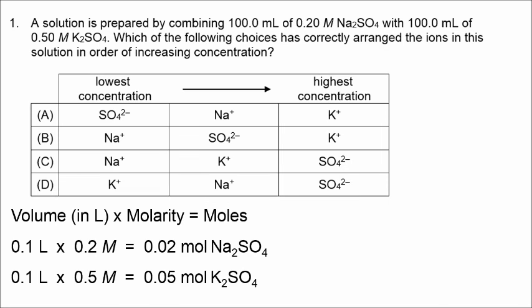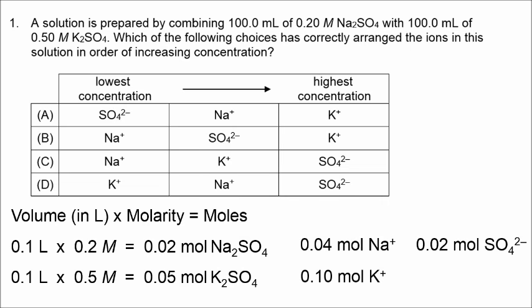Remember that there are 2 moles of sodium for every 1 mole of sodium sulfate. So the actual number of moles of sodium is 0.04. The number of moles of sulfate is going to be added from the 2 solutions. So we have 0.02 moles of sulfate from the 1 volume. In the other solution, we multiply 0.05 times 2 because there are 2 potassium ions per mole, and we have 0.05 moles of sulfate. So we're adding the sulfate together.